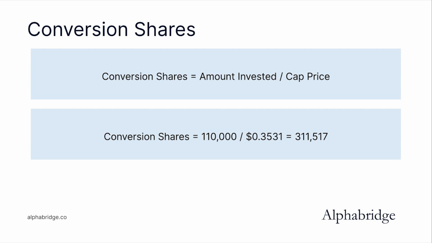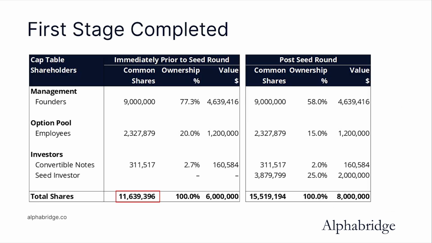With the conversion price figured out, we can now calculate the number of shares the note investor will receive upon conversion. Dividing the $110,000 invested by 35 cents gives us 311,517 shares. This is the number of shares the note investor will receive and bring the total shares outstanding prior to the seed round to about 11.6 million.